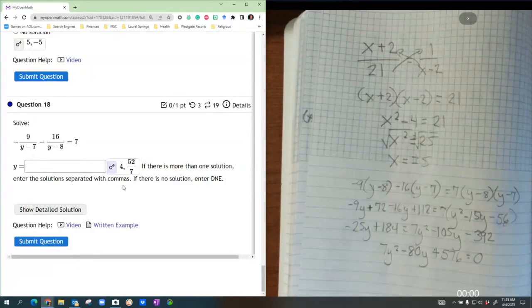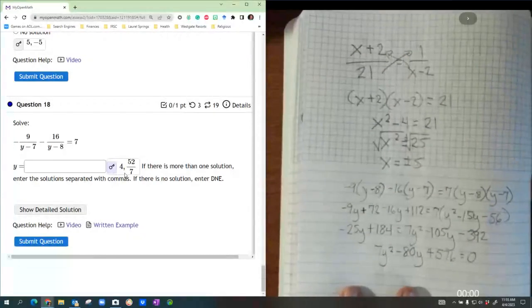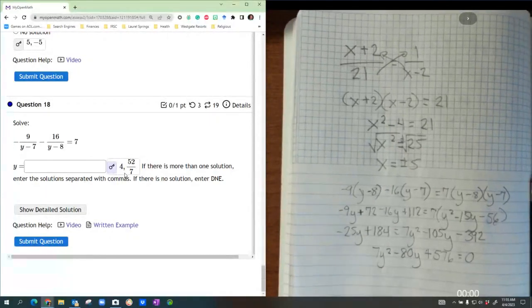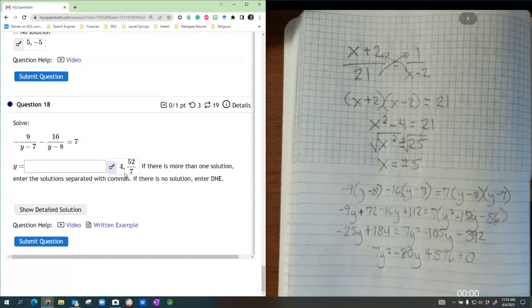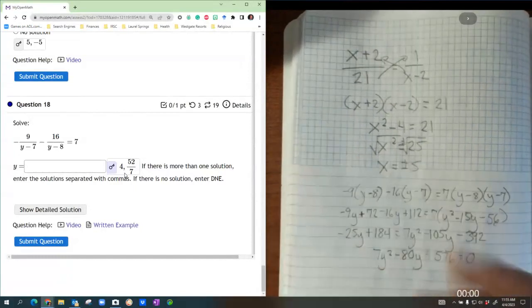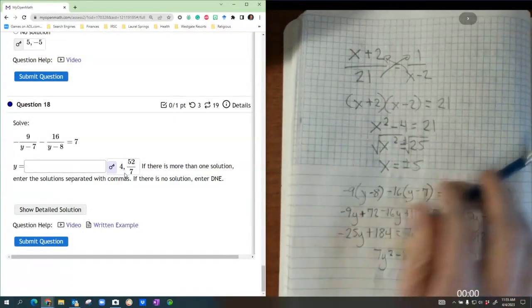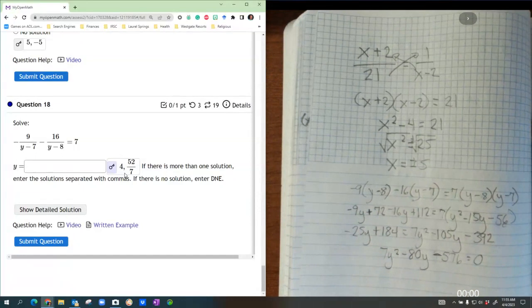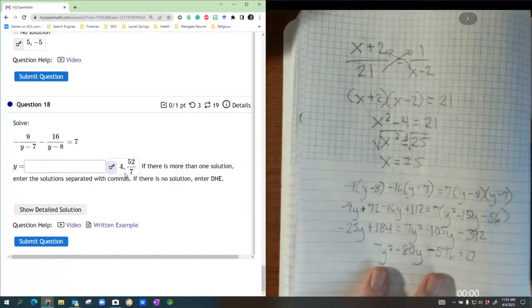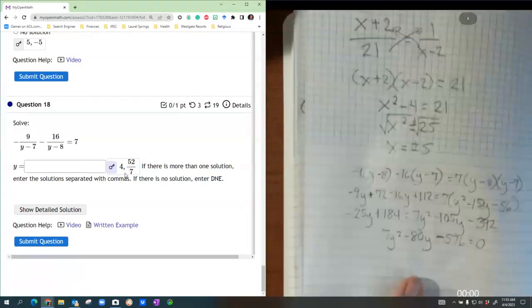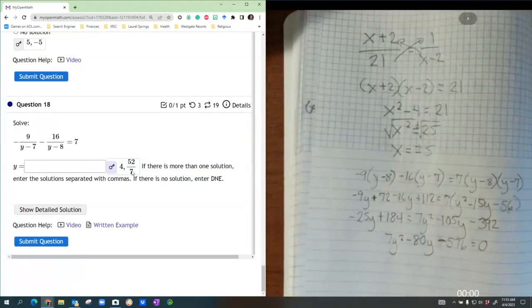Once you get to that point, you're done with the assignment, and I'm going to leave it at that. That is negative. Yes, thank you, I accidentally put that positive. Yeah, that's negative. Thank you, Amy. So you can factor this further from that point, and you get 4 and then 52 over 7, by the way.